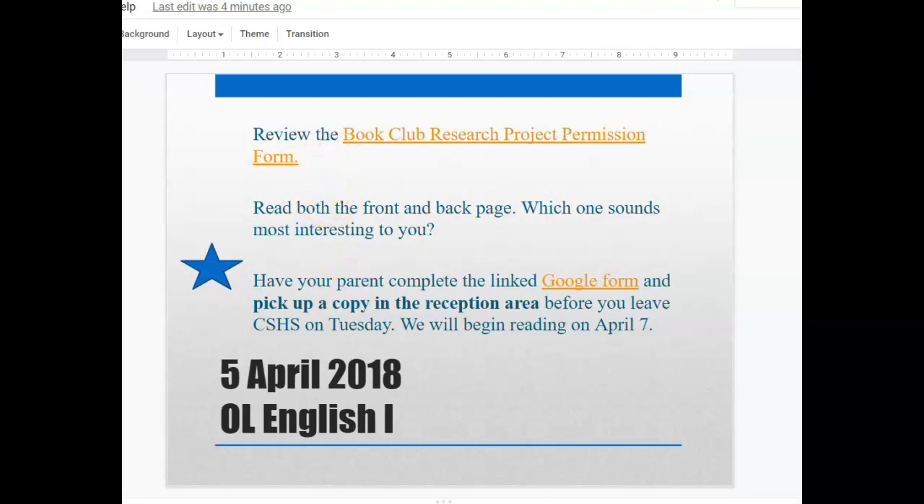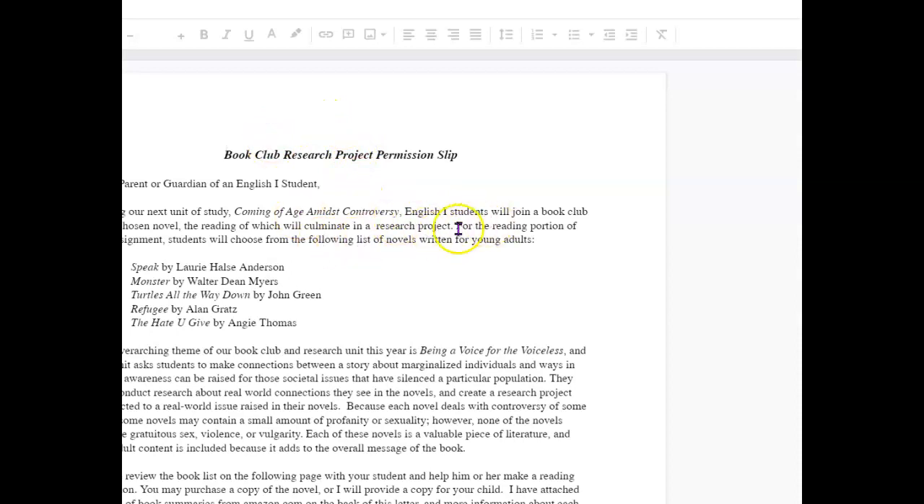Okay, pause this. If you are in my honors class, I'll be talking to you in a moment about this, but this is for on-level English 1 students only. Pay attention. What I need you to do today, because immediately after the test, we're going to begin book club. So I would like for you to review this book club parent information about the 5 book choices that you have. This book will be part of the research project.